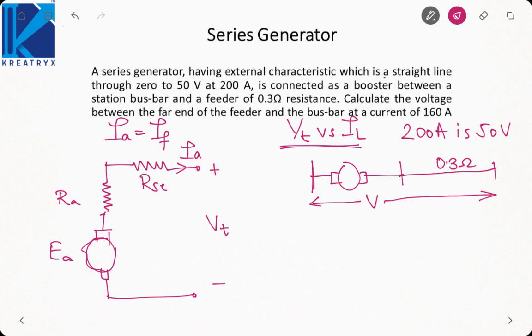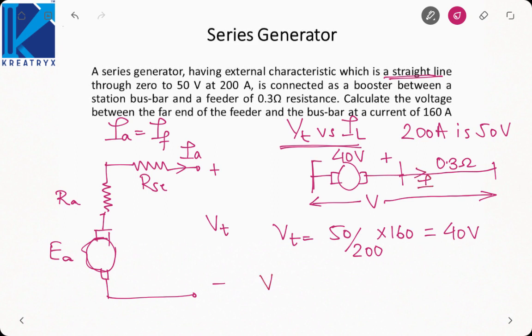Now it is saying the external characteristics are a straight line, which means what is the terminal voltage at 160 ampere? The slope is 50 by 200 into 160, that is 40 volt. Which means if it carries a current of 160 ampere, the voltage across the DC series generator is 40 volt.